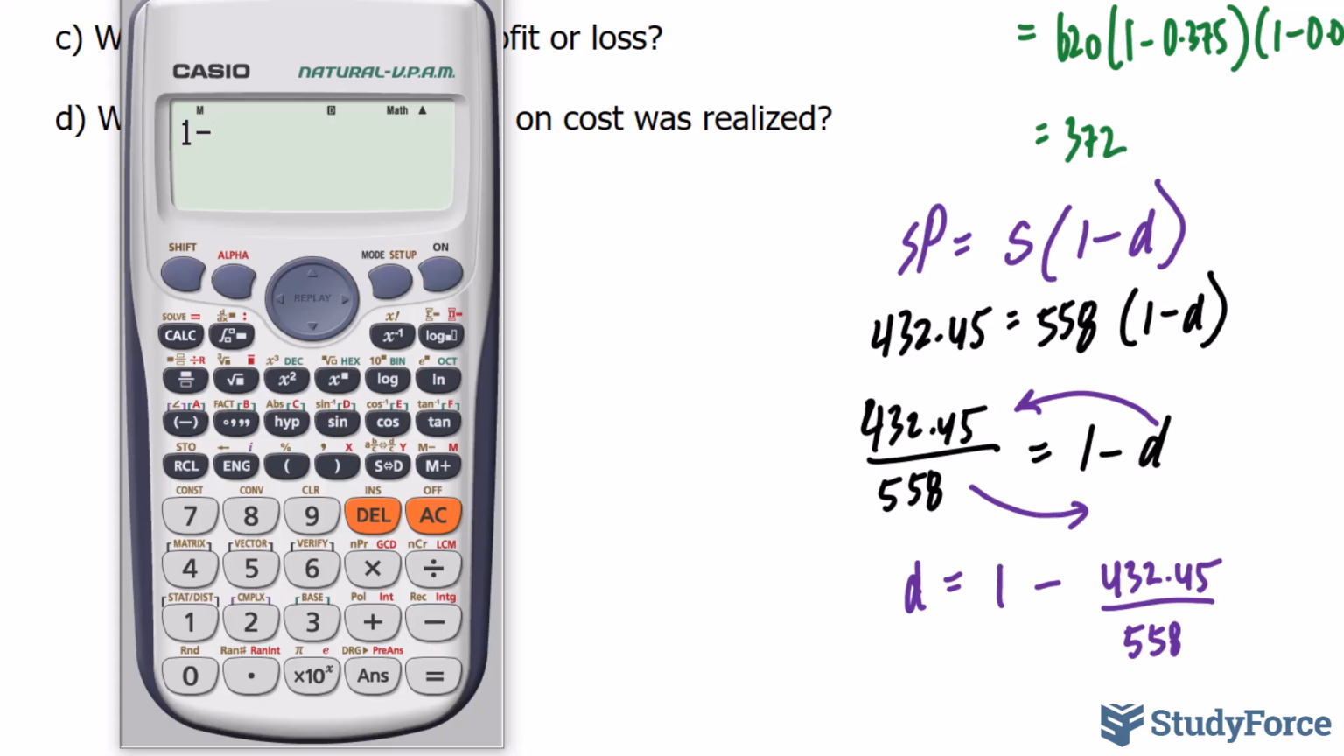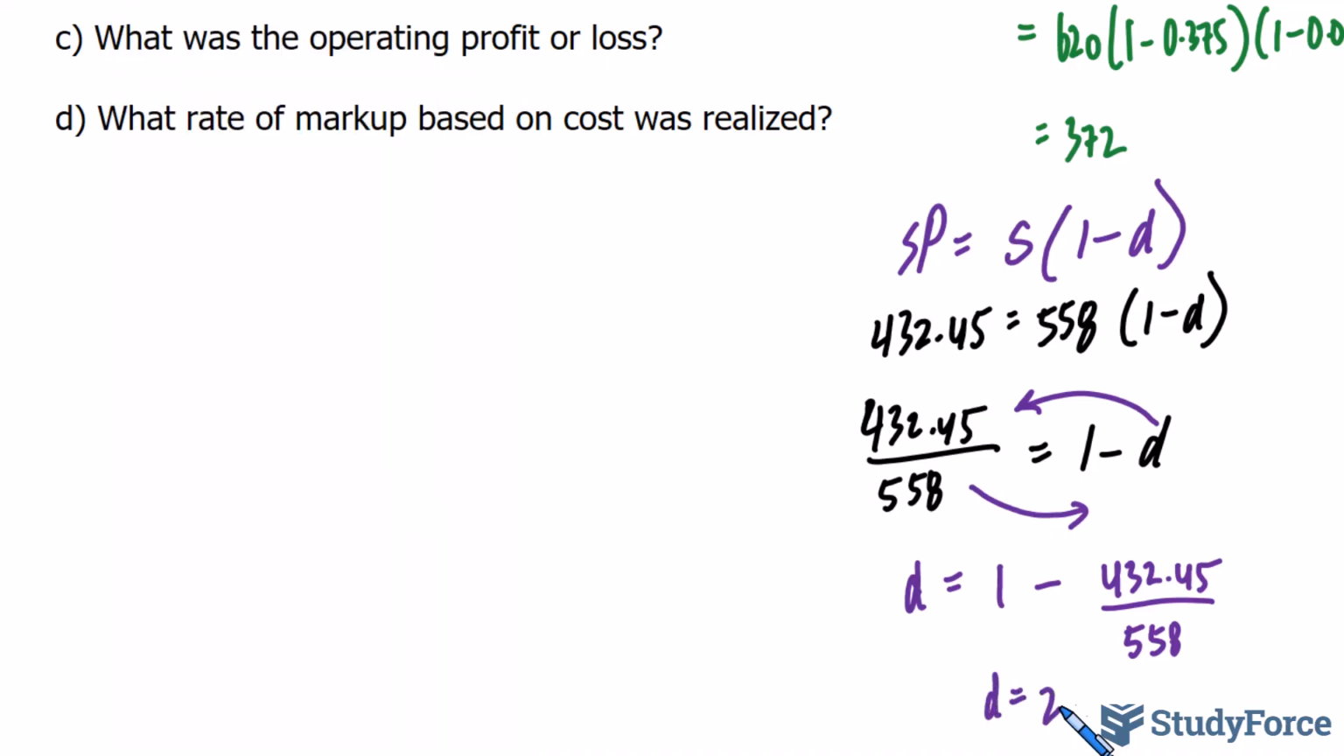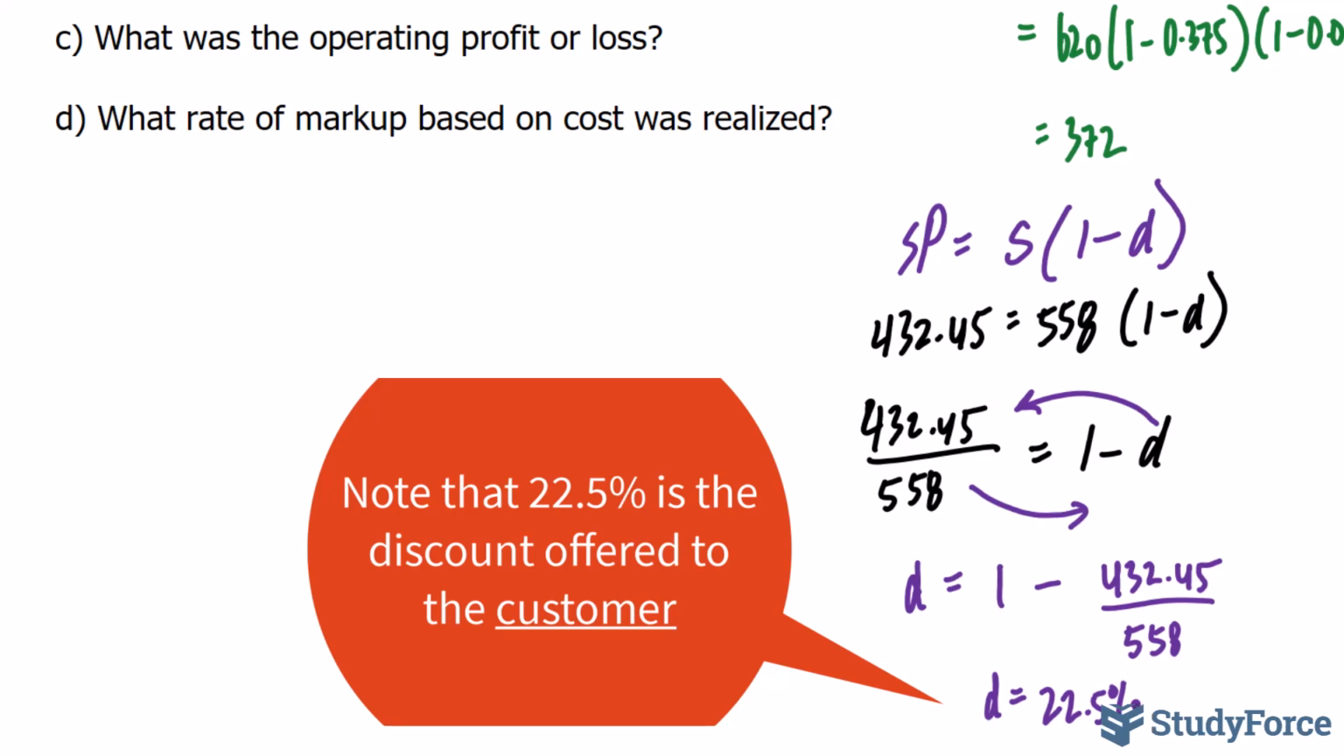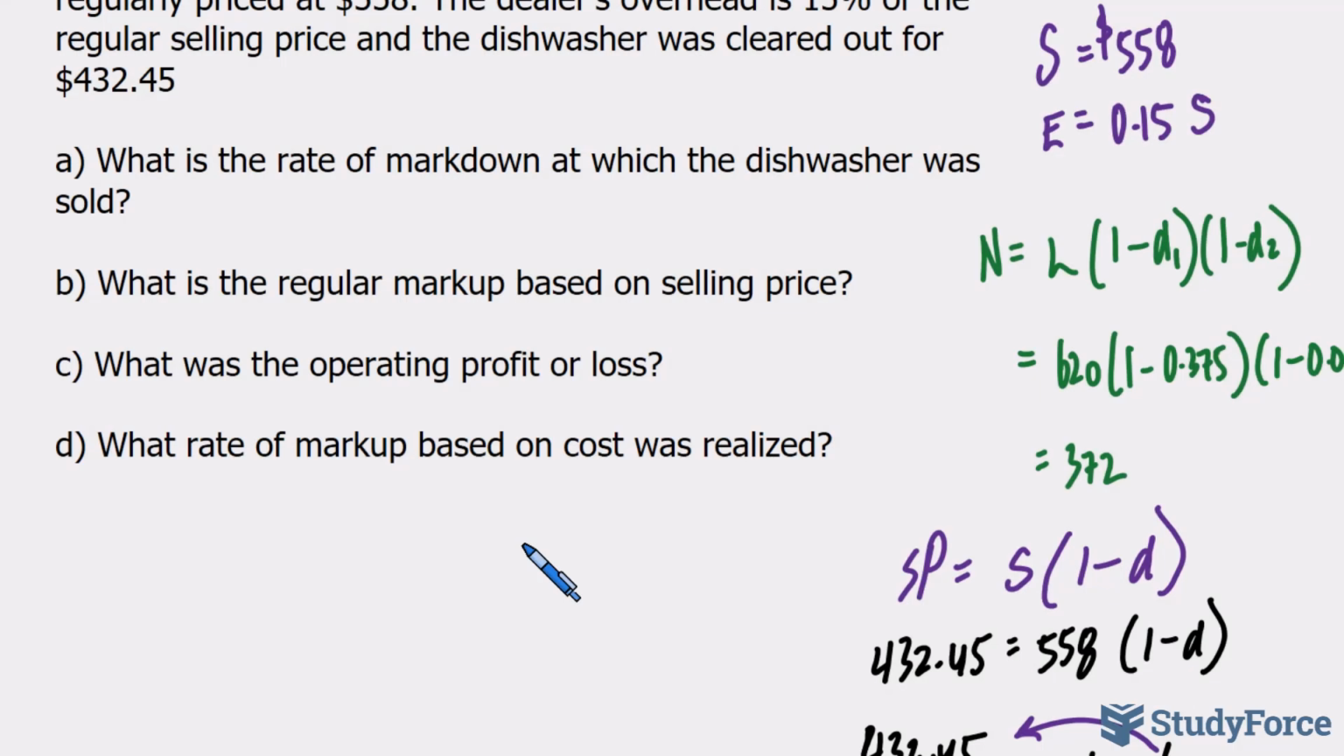1 take away 432.45 divided by 558, and we end up getting a discount of, multiply this by a factor of 100 to represent a percentage, we get a discount of 22.5%. Let's move on to question B.